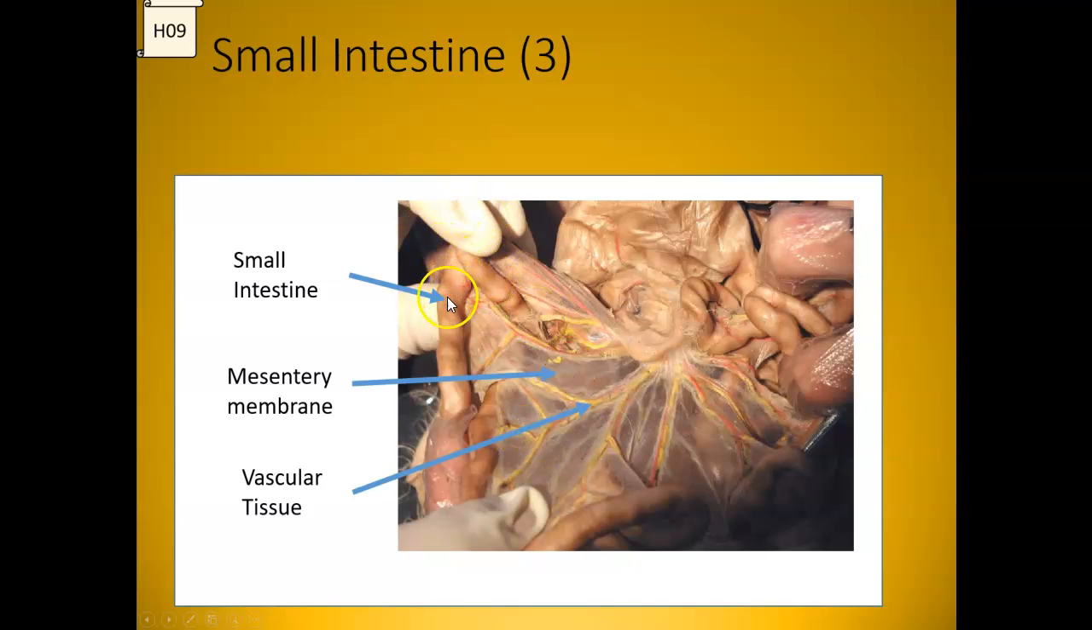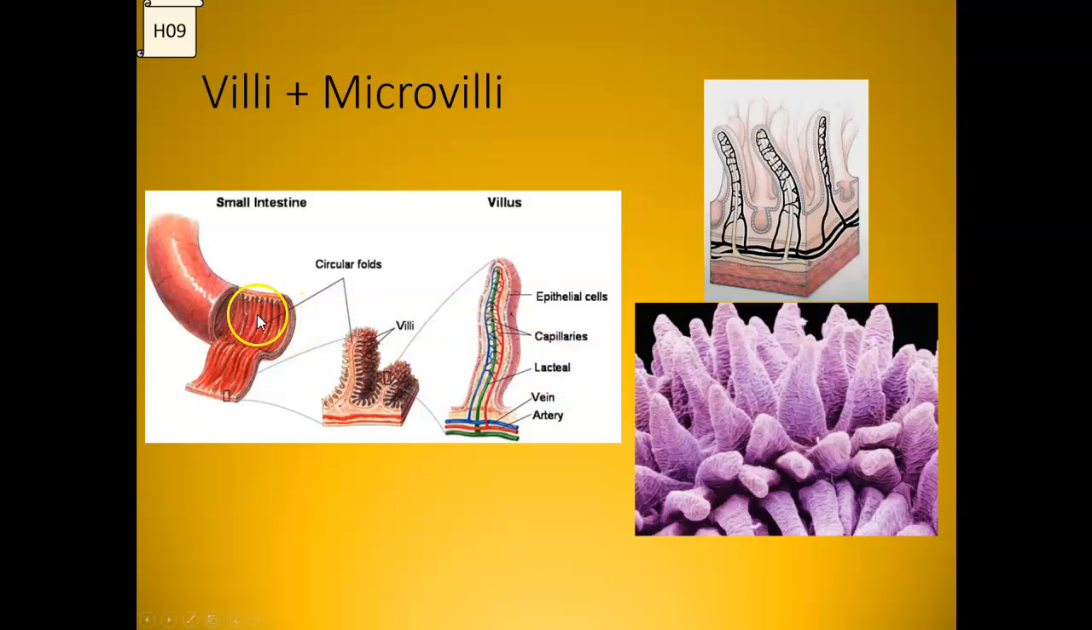So here's an image, so you can see the small intestine here. You can see the vascular tissue. This would be the arteries and veins coming in to pick up the nutrients from the food, and then the mesentery tissue, which kind of holds everything in place there. So again, folds, villi, and then the microvilli, which is this image is here on the surface there.